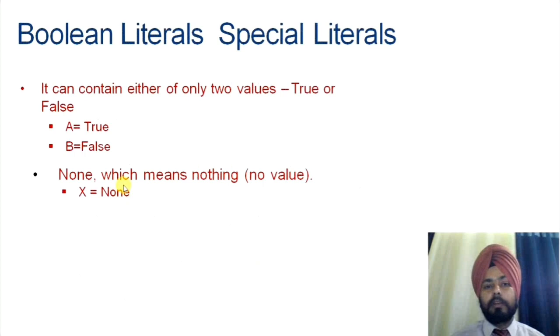Boolean literals. Special literals. A Boolean can contain only two values, True or False, like a equals True, b equals False. None means nothing, no value. In the Python language, None means there is no value mentioned.